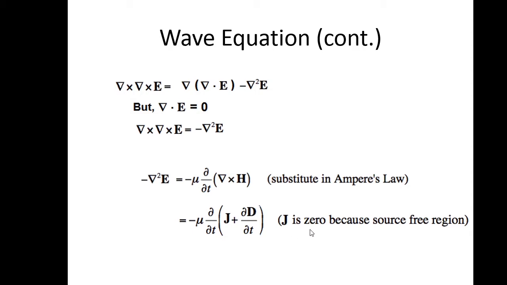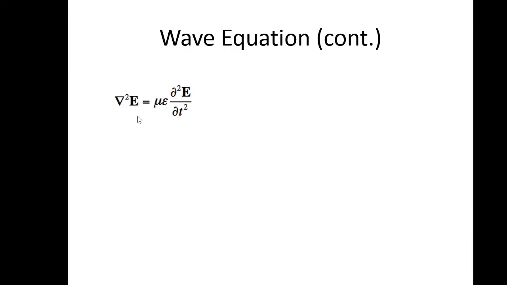Again, we assume a charge free region and a current free region, because of that J is taken as 0. So you can take J as 0 and you can write minus mu dou by dou t of dou D by dou t, that is minus mu dou square D by dou t square. Again, substituting D as epsilon E, you can take epsilon outside and you will get minus mu epsilon dou by dou t of dou E by dou t. So you get the equation like this: del square E is equal to mu epsilon dou square E by dou t square.